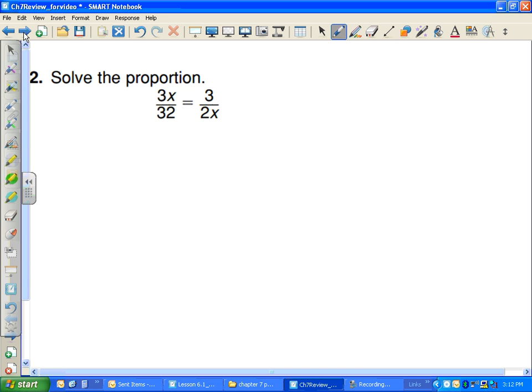It's asking, solve the proportion. I saw a lot of you basically have this written down, so if you have it done correctly, great. Proportion, basically, I'm going to cross multiply here. And remember, when you do 3x times 2x, whenever you multiply an x times an x, this is going to be squared. So here you should have 6x squared equals 32 times 3. And what's that? 3 times 2 is 6. 3 times 3 is 9.